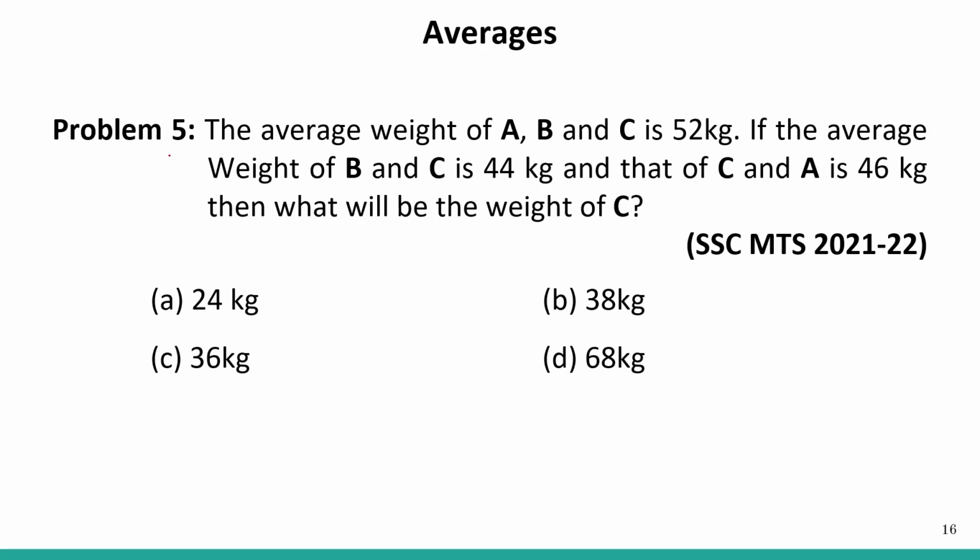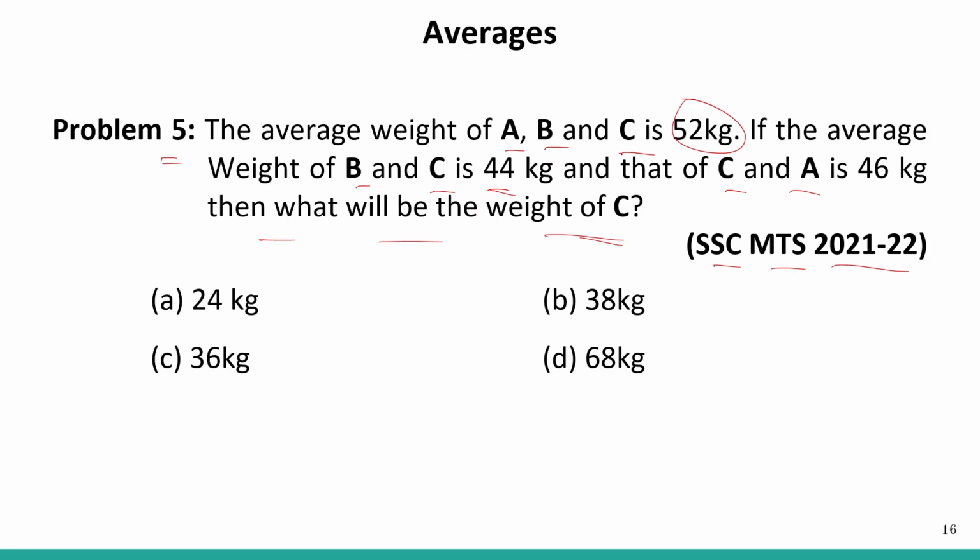So let's go forward with problem number 5. The average weight of A, B and C is 52 kg. The average weight of B and C is 44 kg, and that of C and A is 46. Then what will be the weight of C? This question has appeared in the SSC MTS 2021-2022 paper.